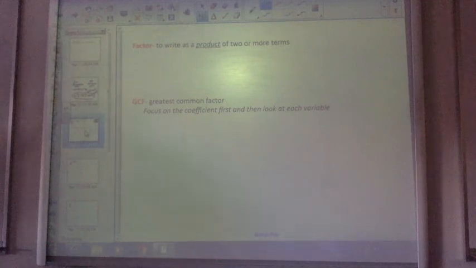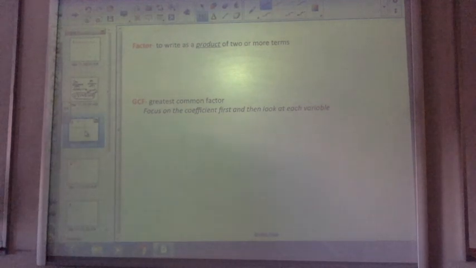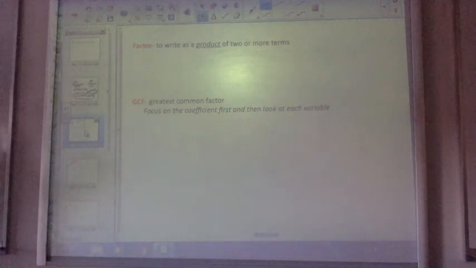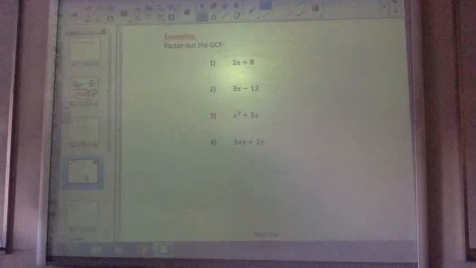Those are factors. Okay, and a greatest common factor is the ability to realize that I'm going to take all of the numbers that are possible out, as well as all the letters that are possible from all of my terms. Okay, if your term doesn't have a letter in it, you can't factor a letter out of it.